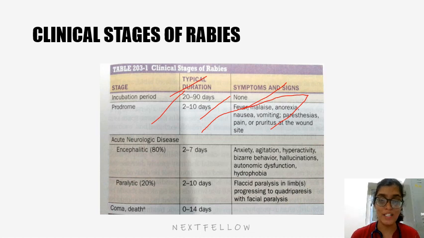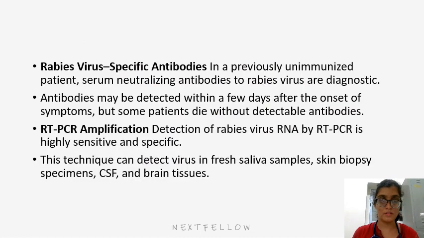Paralytic, it is around 2 to 10 days. There is flaccid paralysis in limbs progressing to quadriparesis with facial paralysis. Coma and death in 0 to 14 days.